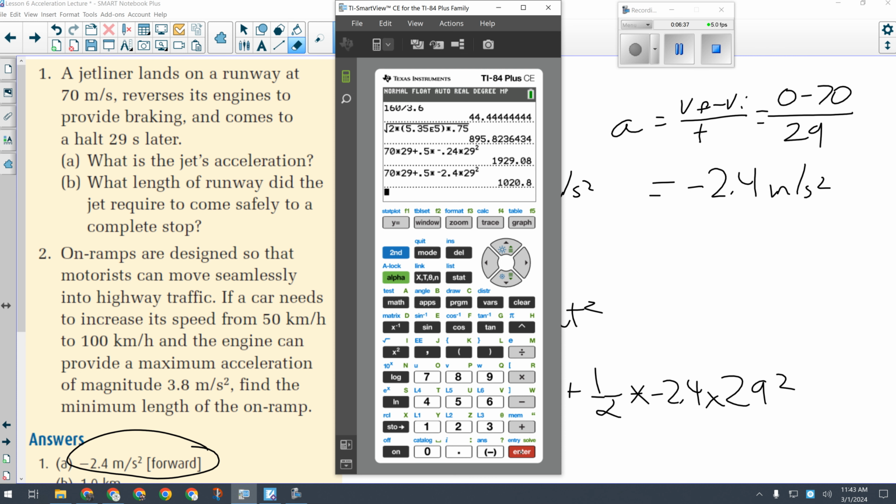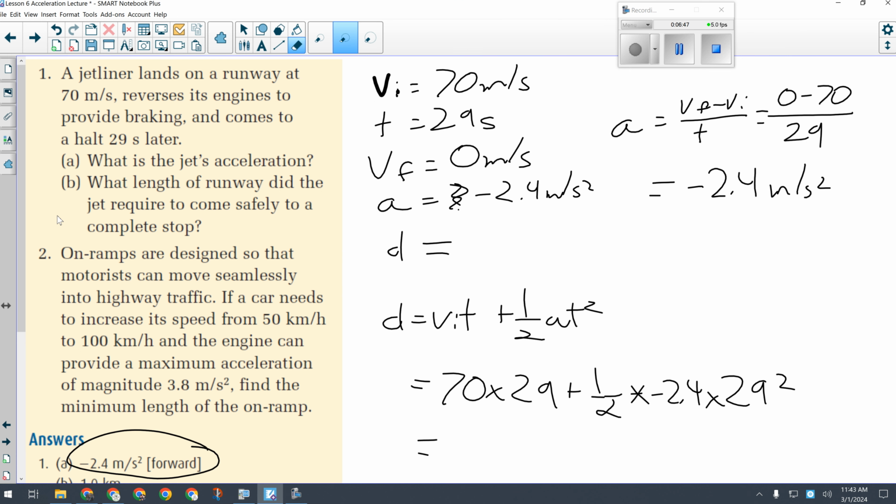Okay, how many people have done number 2? Okay, I'm going to give you a couple more minutes on number 2. Sorry. Okay, good. Give you guys a couple more minutes on number 2, and then we'll look at that one.